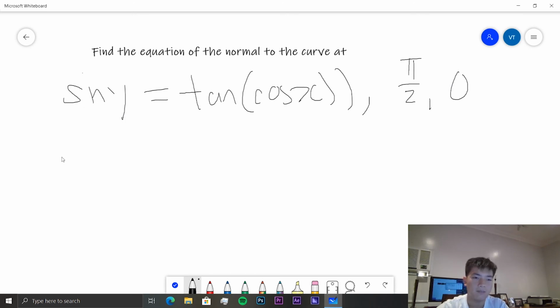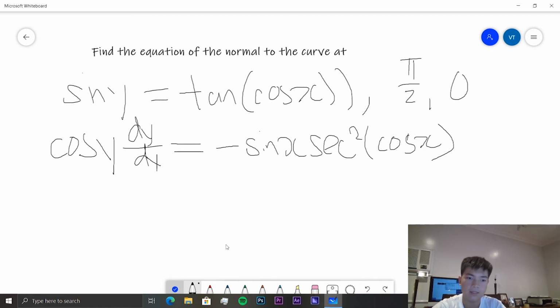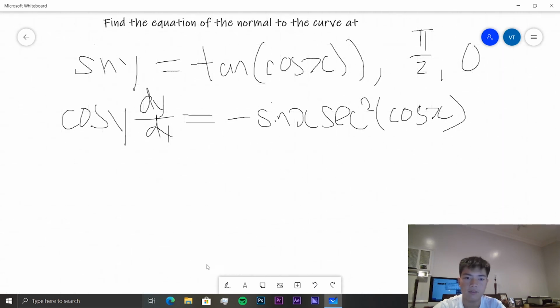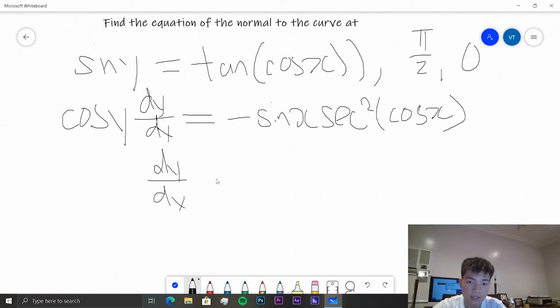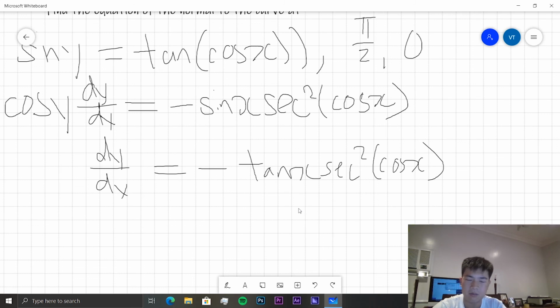So we have, what is this? Sine y implicit is cosine y dy over dx, is equal to, let's differentiate this, u is equal to cosine x, so negative sine x secant squared of cosine x. I believe that is the equation. So if we divide all of this, we have dy over dx is equal to negative sine x secant squared cosine x, over cosine y. We probably could have rearranged this. Anyways, pi over 2 and 0.